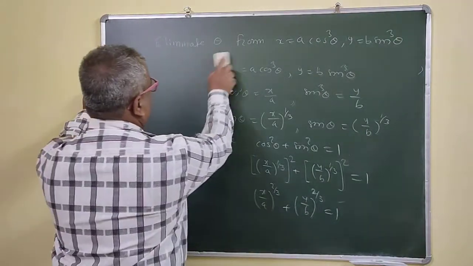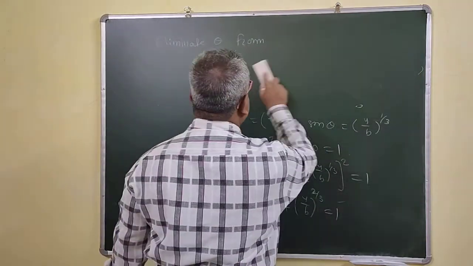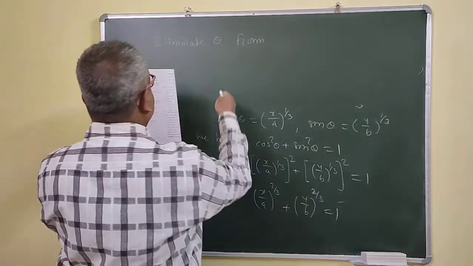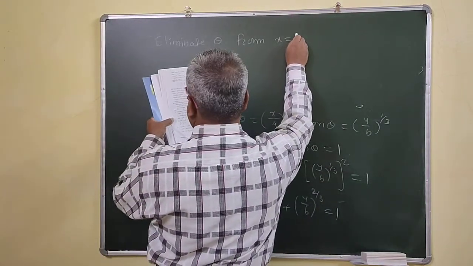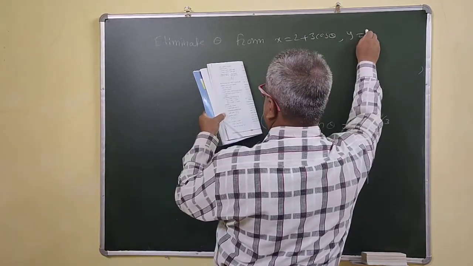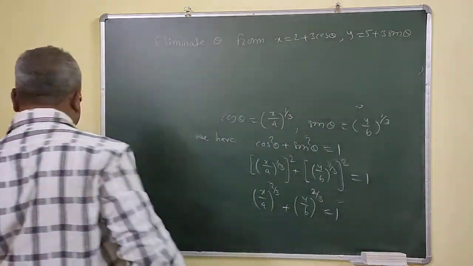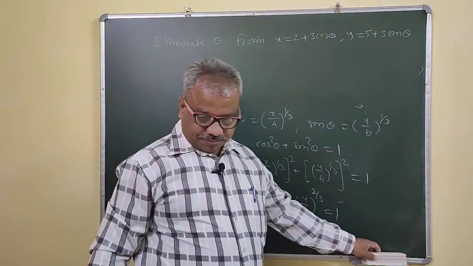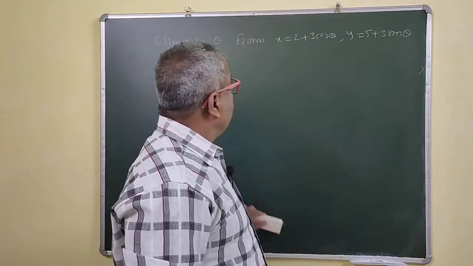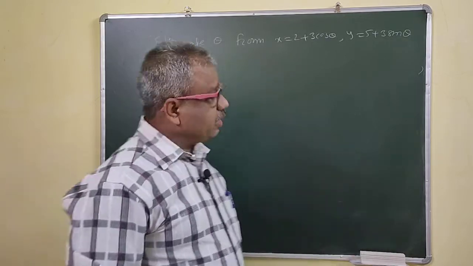Again we will take one more problem. Eliminate theta from x is equal to 2 plus 3 cos theta, y is equal to 5 plus 3 sin theta. Again the problem is very simple. So easily you can obtain the value of sin theta and cos theta and take the square of that one.